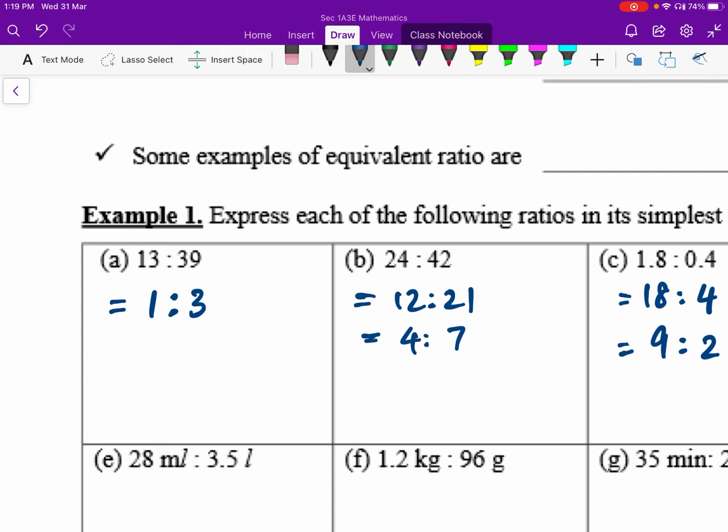Okay, 13 to 39. You press equal. Tada, 1 is to 3. Okay, and that is our answer, 1 is to 3. Okay, next one.